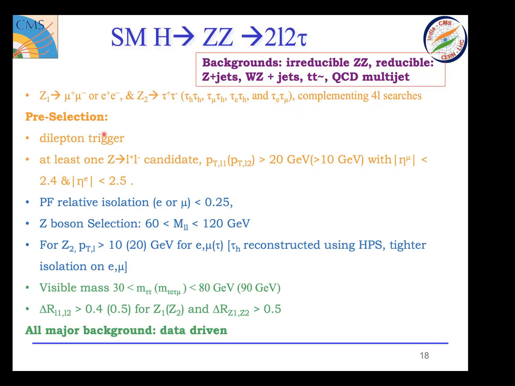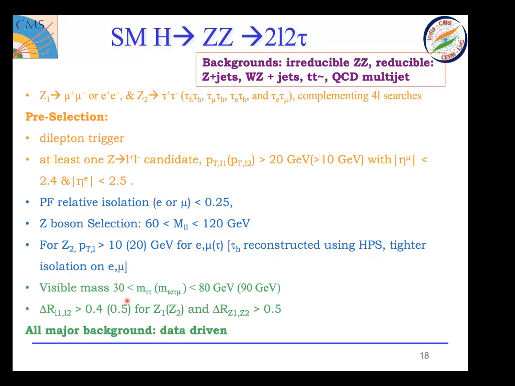But okay. Then the pre-selection, if you look into it, is a dilepton trigger. Of course, you have to have dileptons consistent with the Z, which is on shell, the isolation, and the Z boson selection. Next was the Z2. Here, the lepton selection, where the leptons are coming from the tau decays or the hadronic decays of the taus. So the tau was reconstructed using the hadron plus strip technique. And of course, to control the background here, you have to have tightened isolation on electron and muon.